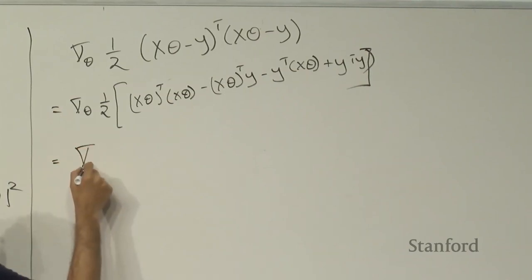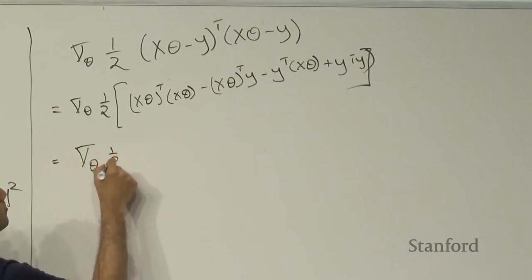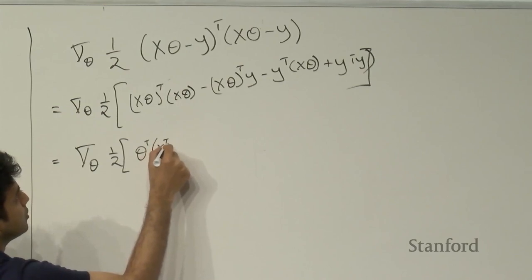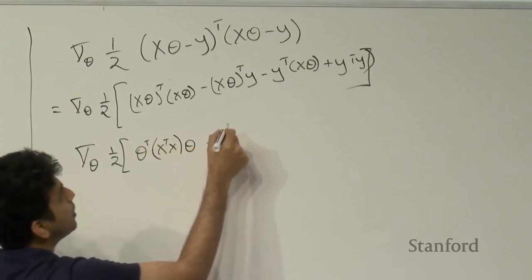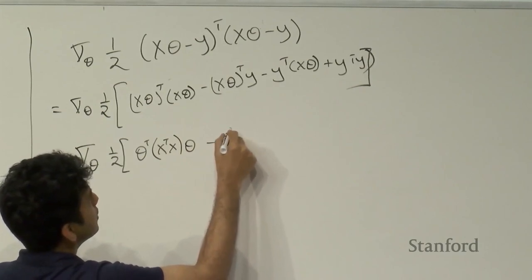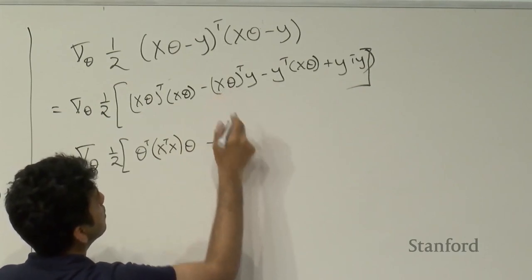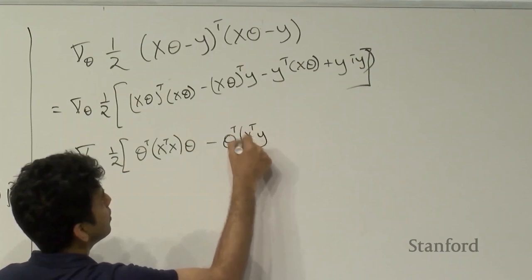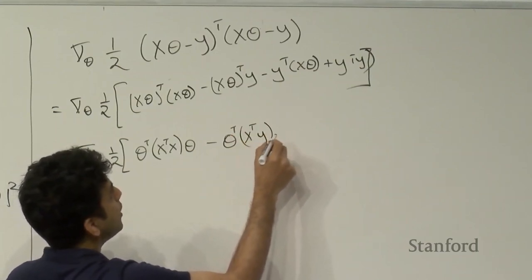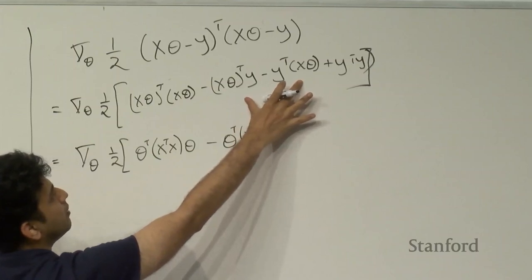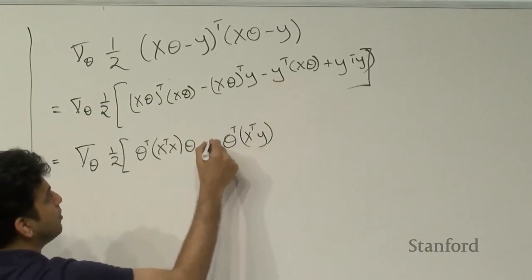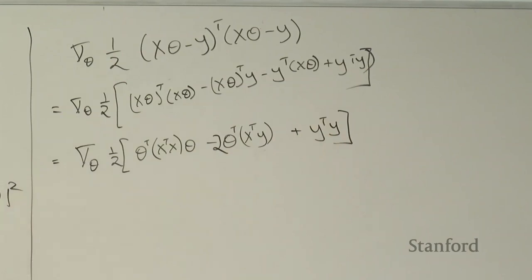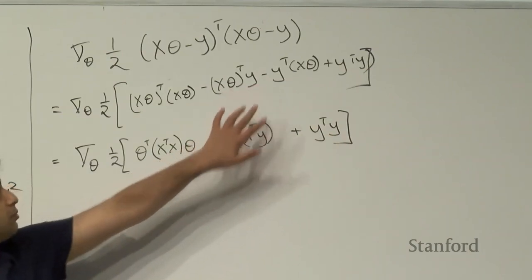This is with respect to theta, half of theta transpose X transpose X theta minus theta transpose X transpose y. And these two are scalars, and these two evaluate to the same thing. And so I'm just going to make it 2, plus y transpose y. Right? Any questions on how we went from here to here?